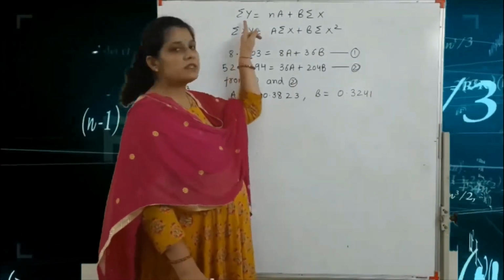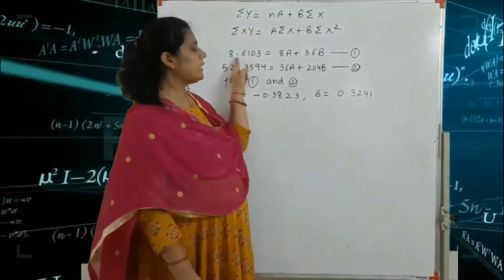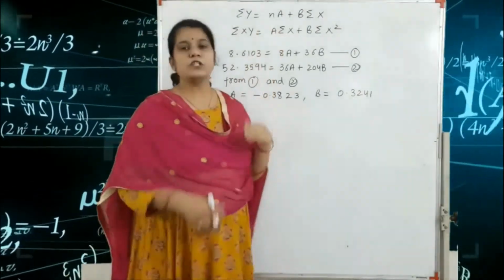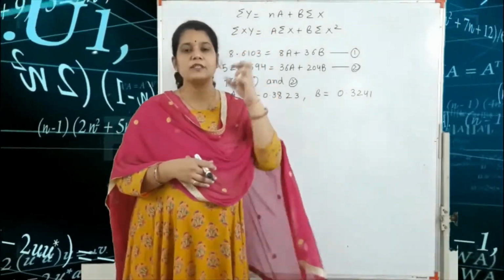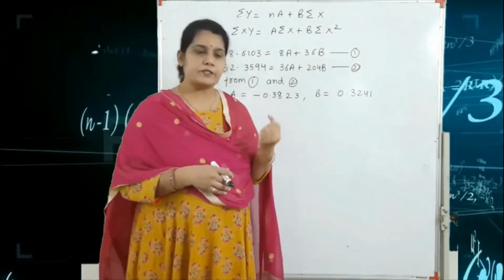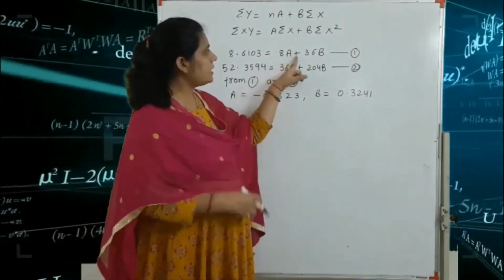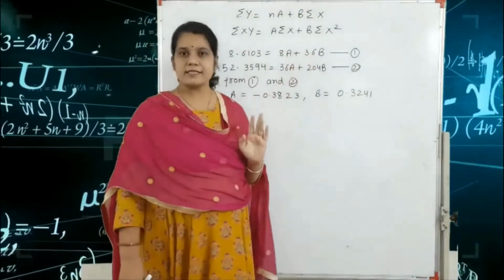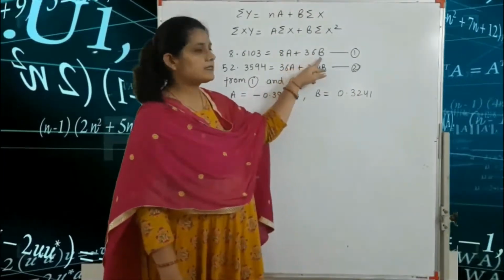So summation y is equal to 8.6103 and is equal to number of terms. So we have total the number of terms is equal to 8. So we write here 8A plus B summation x, and the summation x is 36. So we write here 36B.